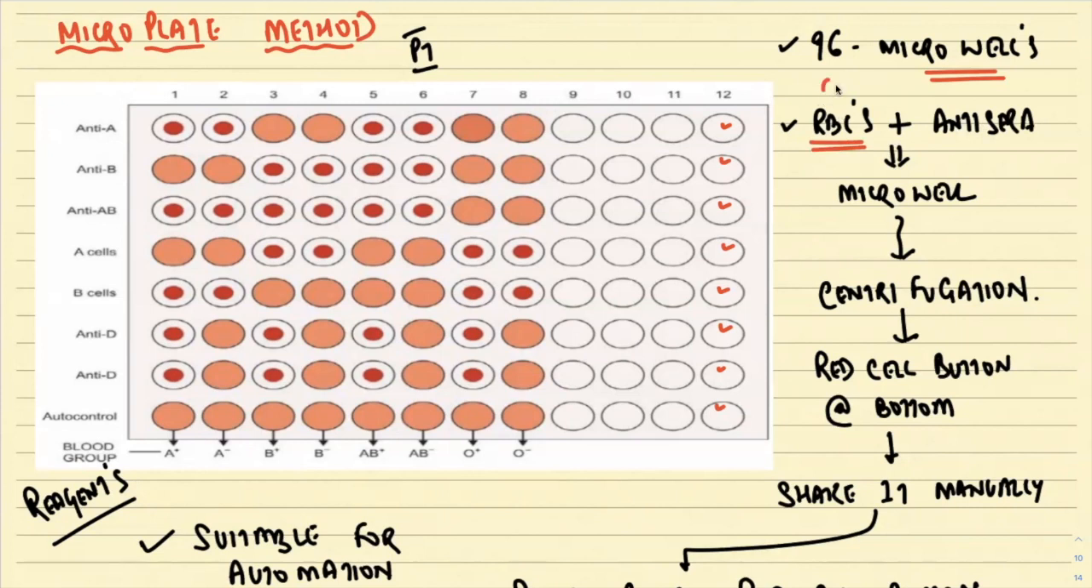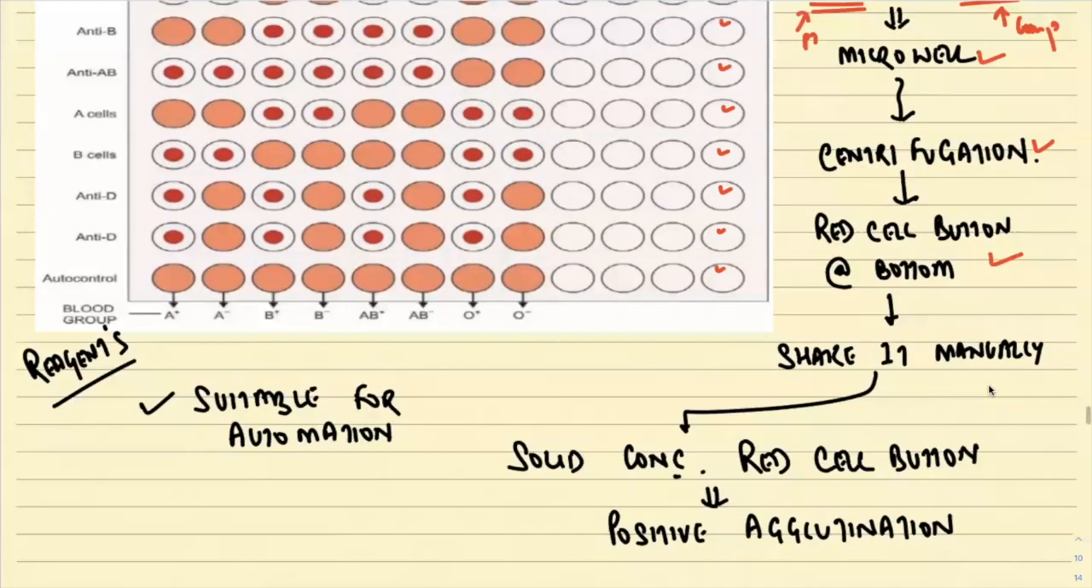We are checking for the antigen, that is, we are doing the forward grouping. The anti-sera is taken from the company, and the RBC is taken from the patient. They are added to the microwell, and then the microwell is centrifuged, incubated at 37 degrees, then centrifuged again. Then a red cell button is formed at the bottom, and you should shake it vigorously, manually.